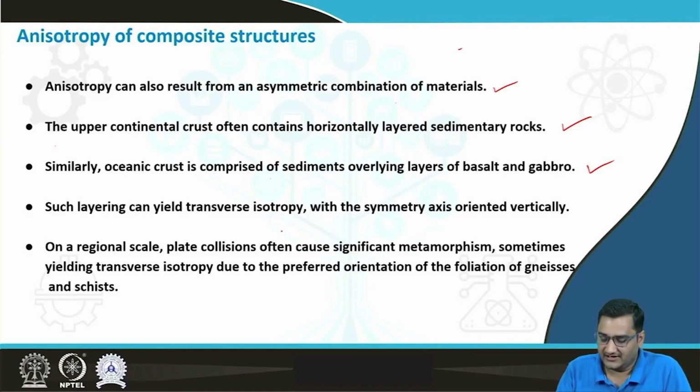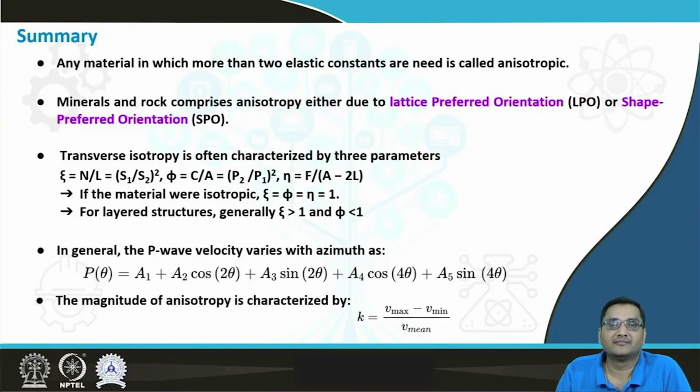On a regional scale, plate collisions often cause significant metamorphism, sometimes yielding transverse isotropy due to preferred orientation of the foliation of gneisses and schist.